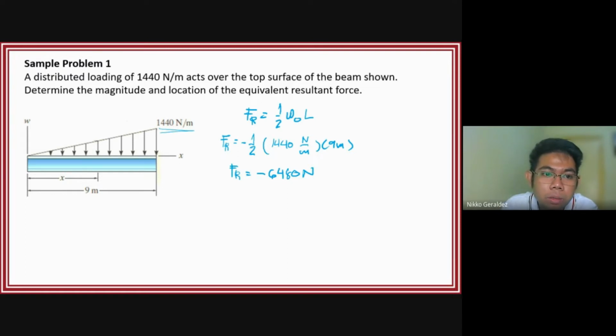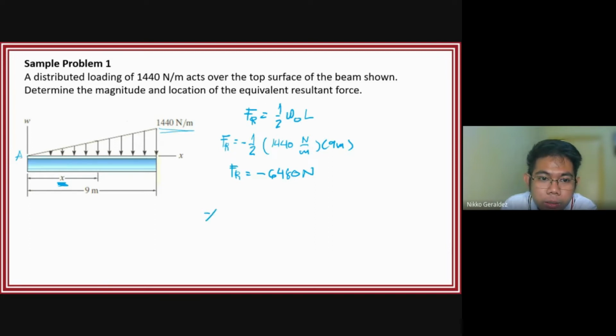Next, what is the distance X, the position X? In our figure, we measure the distance X from the left end of the beam. We call it point A. So it is measured from point A, and that is at the tip of the triangle. How do we solve it?